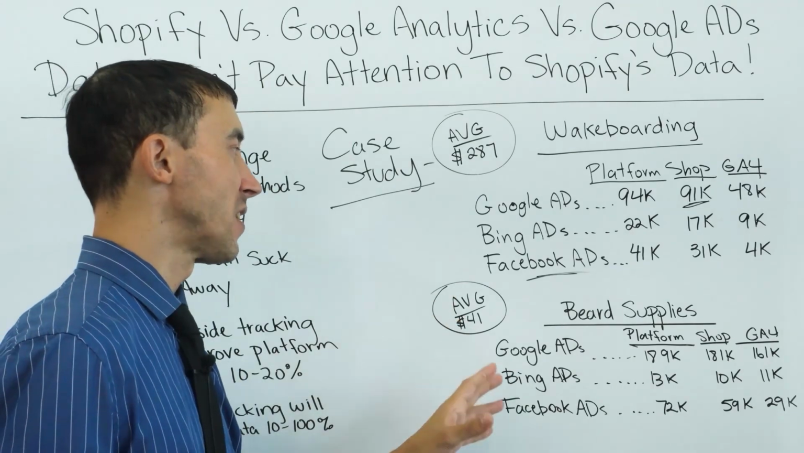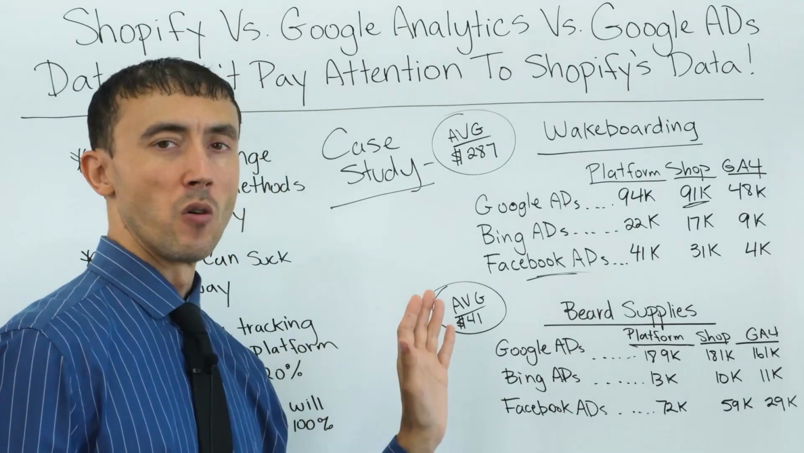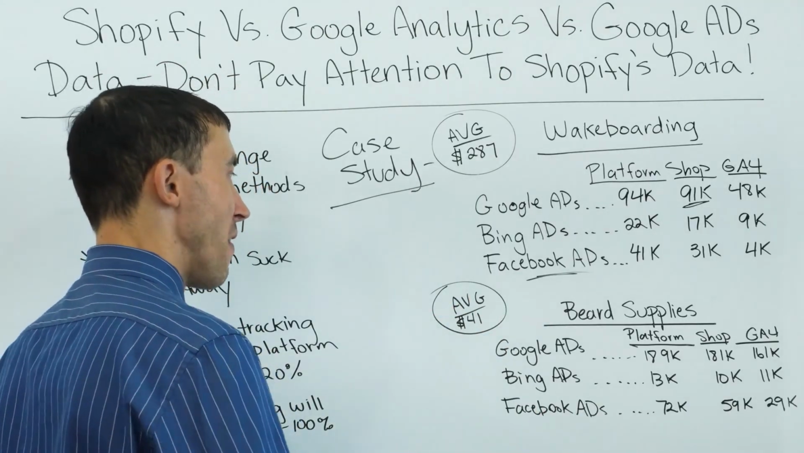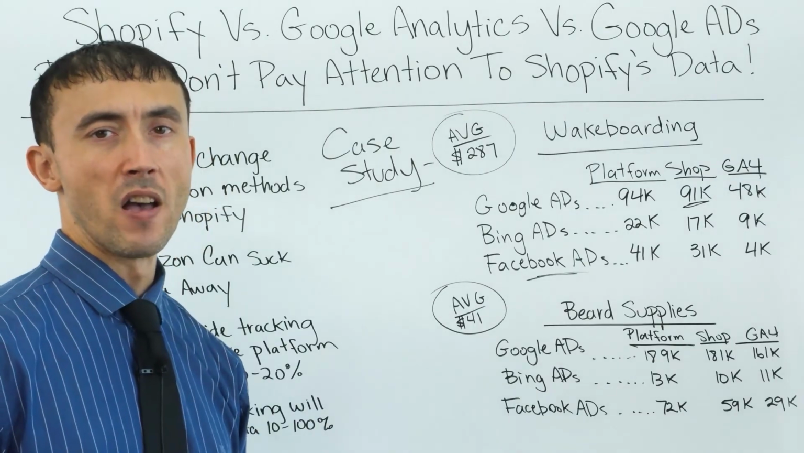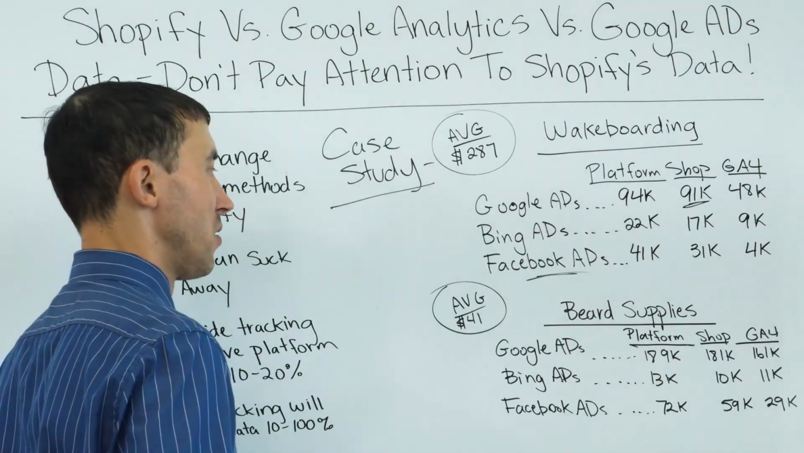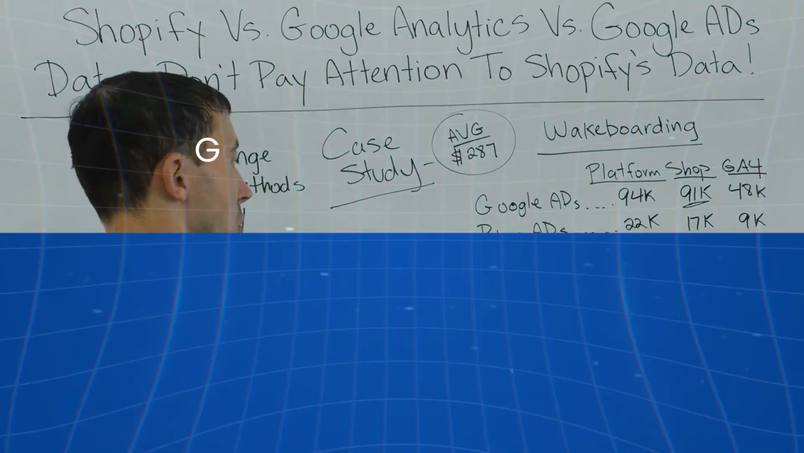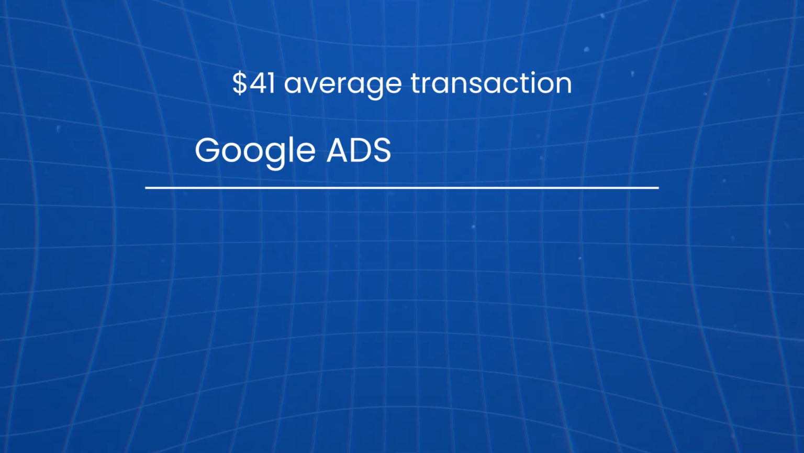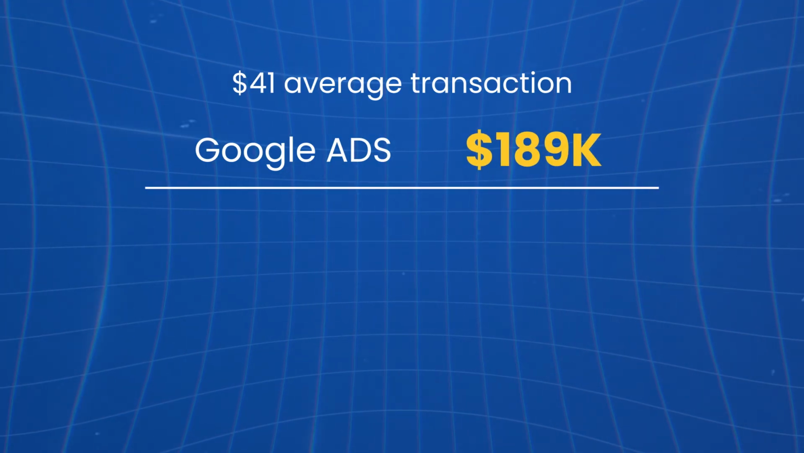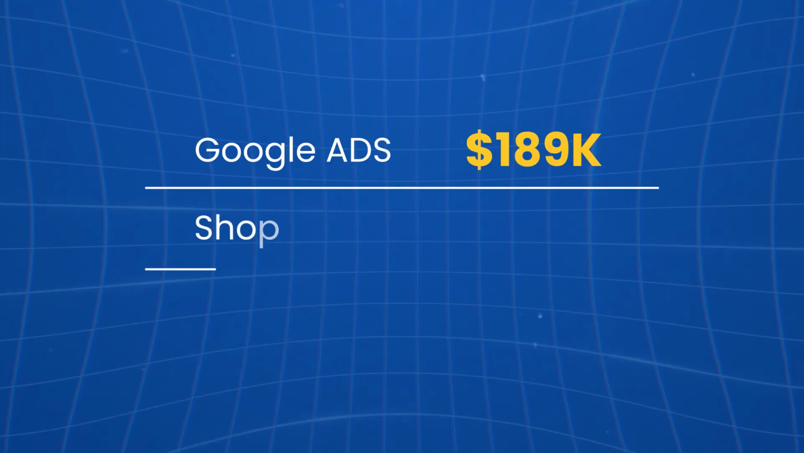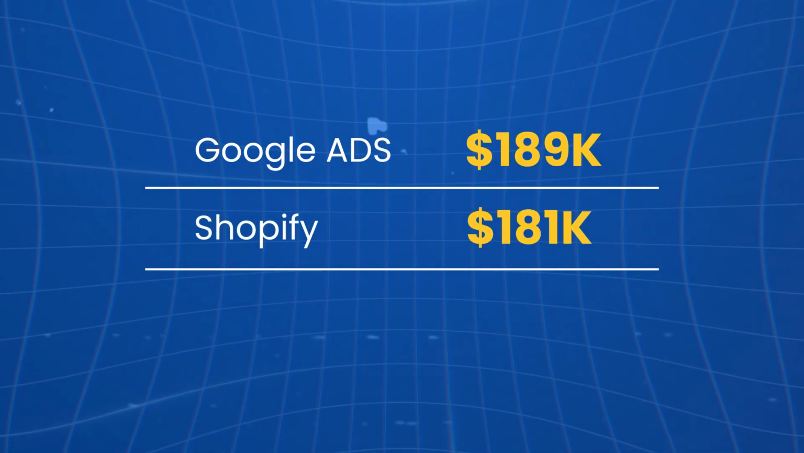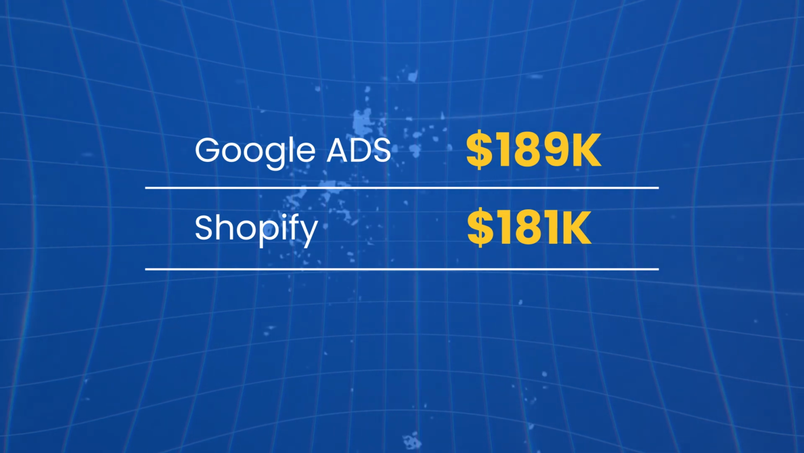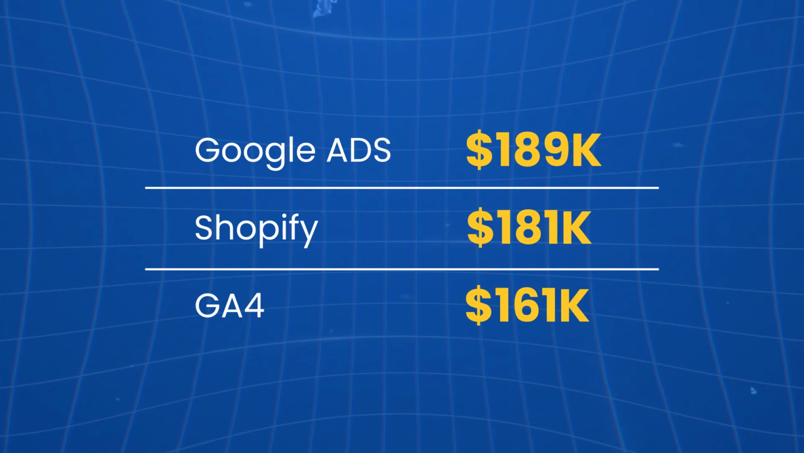Now, if you want a second example of how these platforms track differently, I have a beard supplies company. So like beard oil, mustache oil, and stuff like that. We're talking about Google Ads here for a $41 average transaction size, 189K in monthly sales showing on Google Ads, whereas Shopify showed 181K. So it was actually really close. We're talking within plus or minus 4%. And then GA4 showed 161K.